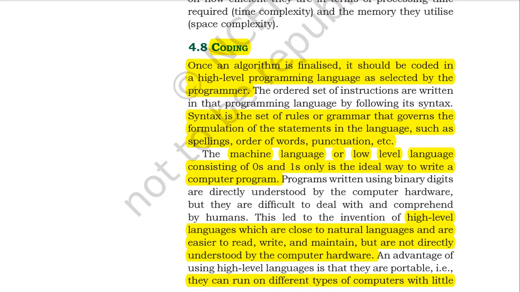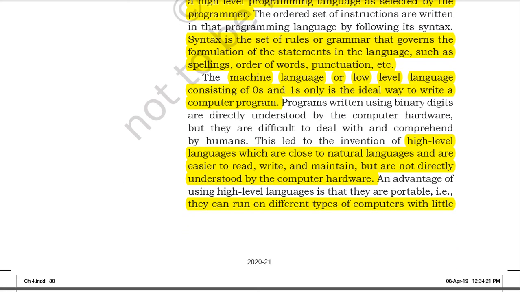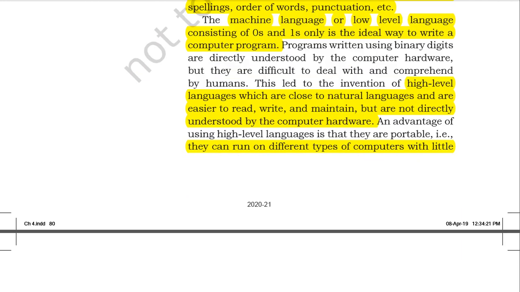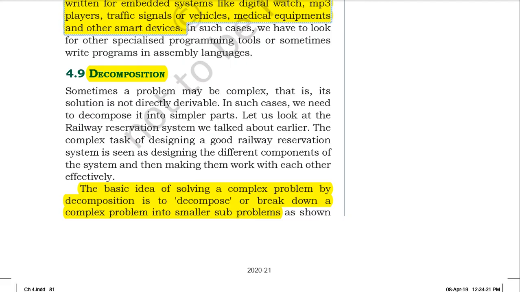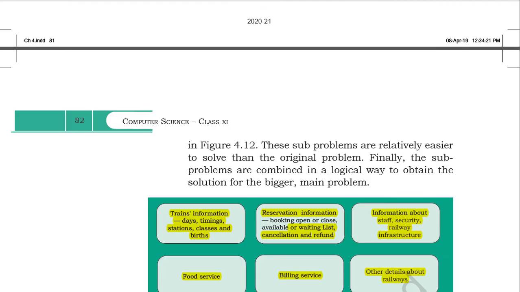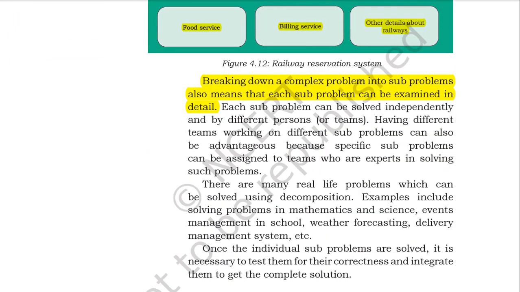And then coding, what is coding? In this section, you will learn that once an algorithm is finalized, it should be coded in a high level language. A high level language is close to plain English or natural language. We have to convert it into machine language with the help of either a compiler or an interpreter. And then comes decomposition. If any problem is very big and complex, we have to break it down and decompose it, and then the smaller subproblems will be studied in detail and solved.